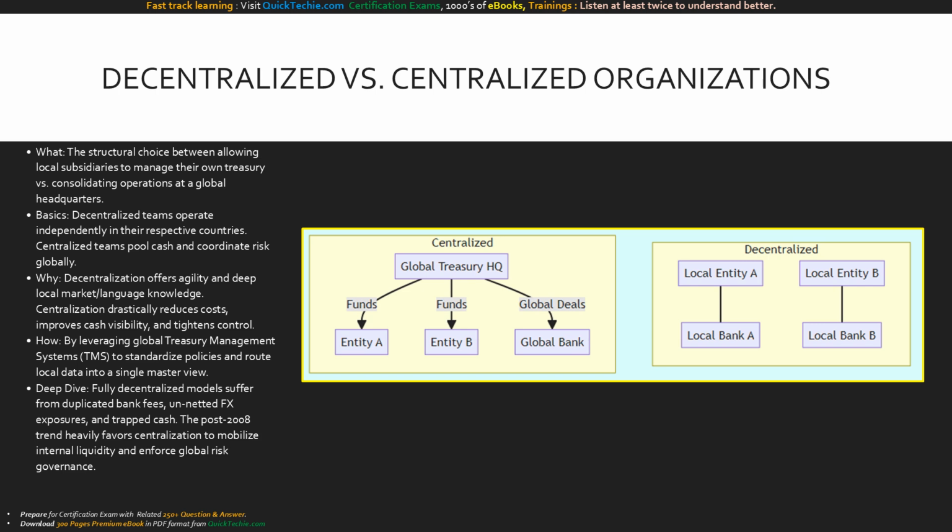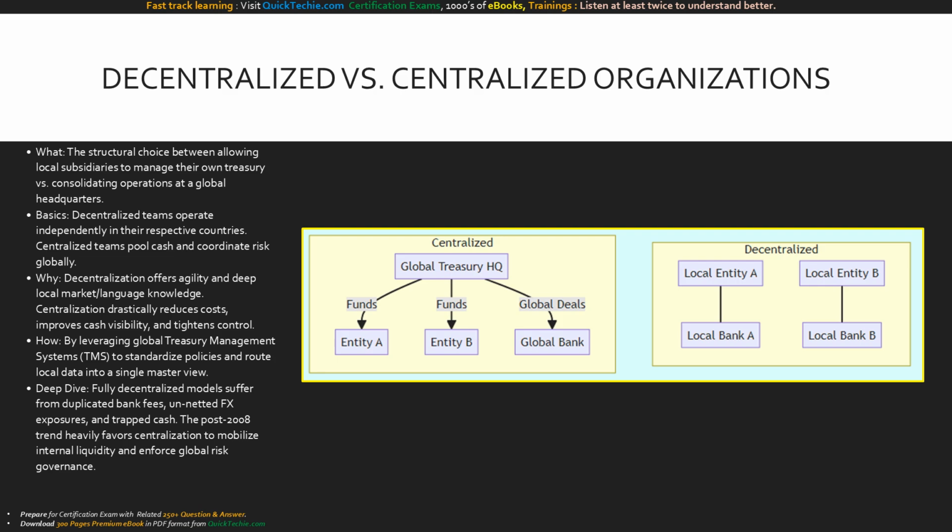In our deep dive, it's clear that decentralized models lead to wasted money, like borrowing at high rates in one country while cash sits idle in another. Since the 2008 financial crisis, the shift toward centralization has been massive to ensure corporate survival.